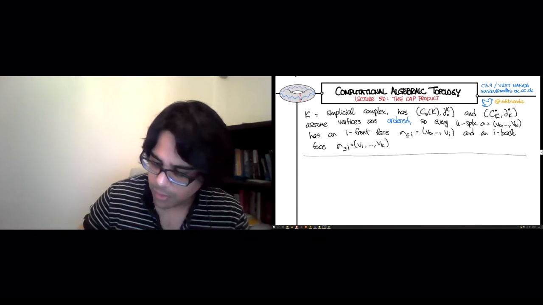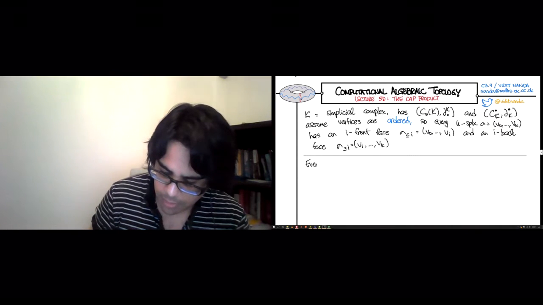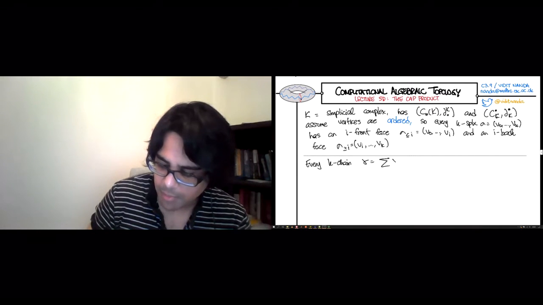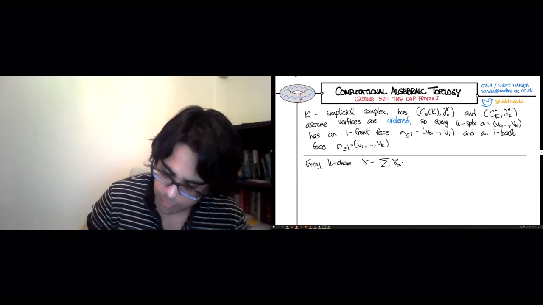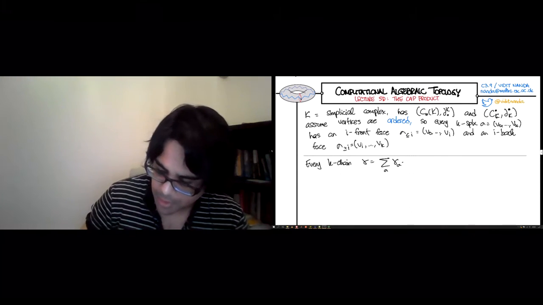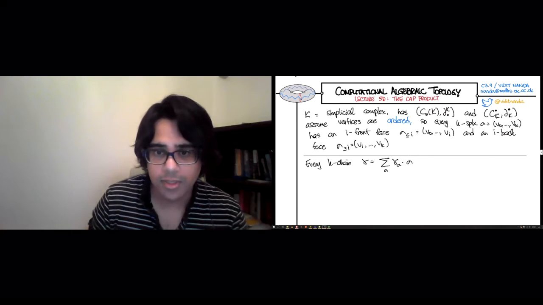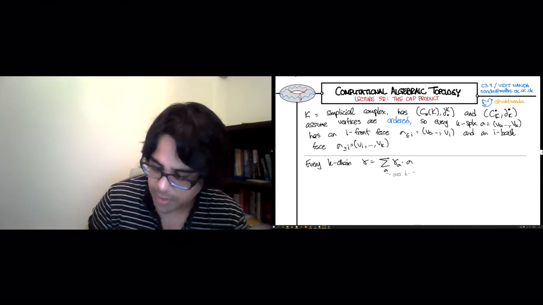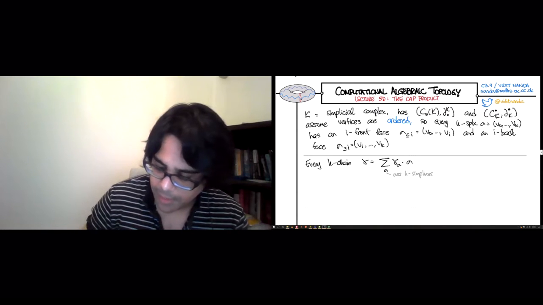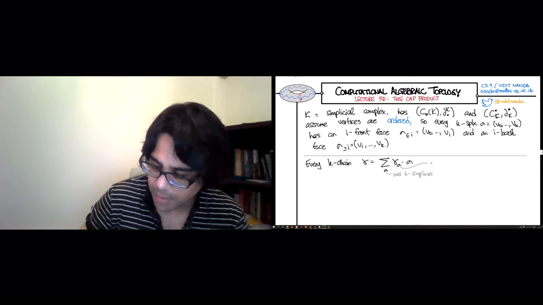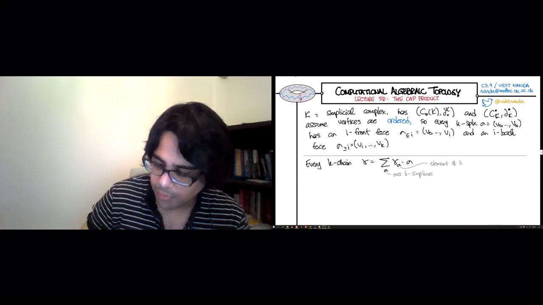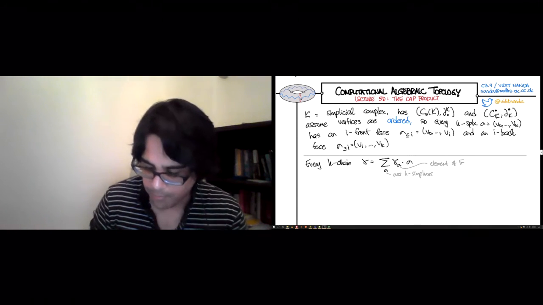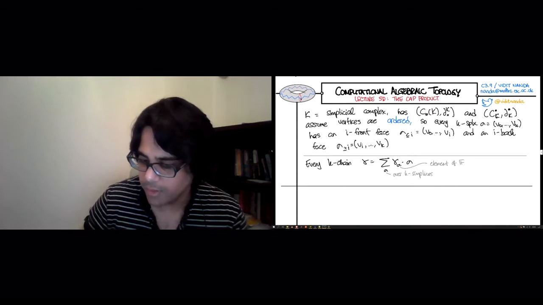The important thing to note for the moment is every k-chain, let's call it gamma, is a sum over simplices. So let's see what this sum means. This is a sum over all k-simplices, with coefficients that are elements of the underlying field F. So all this is saying is that every k-chain is a linear combination of k-dimensional simplices over the field F.